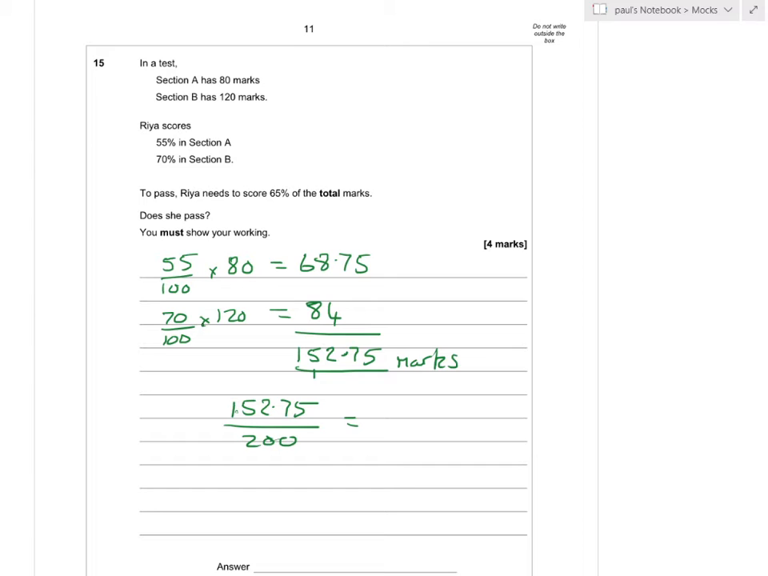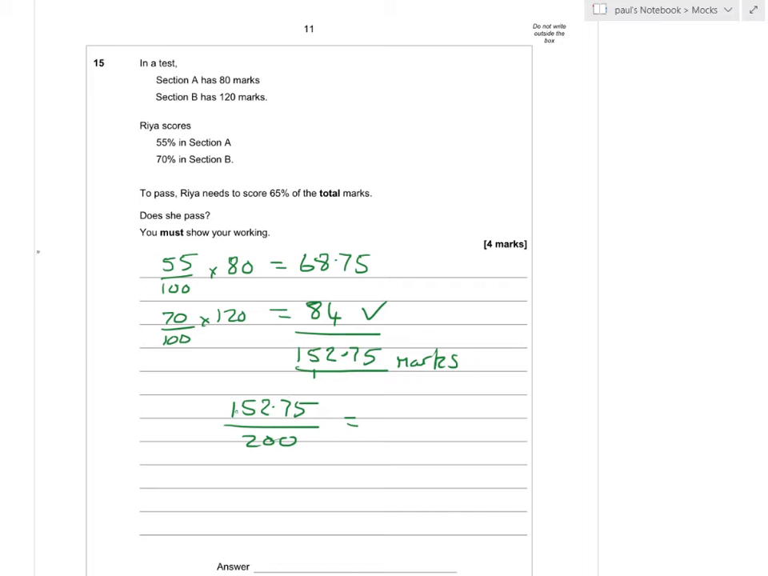Section B. Is that right? 84? 7 times 12. I don't think that's the right mark, is it? Did I type in something wrong? 70 divided by 100 times 120 equals 84. 84. Yeah, so I'm happy with that.